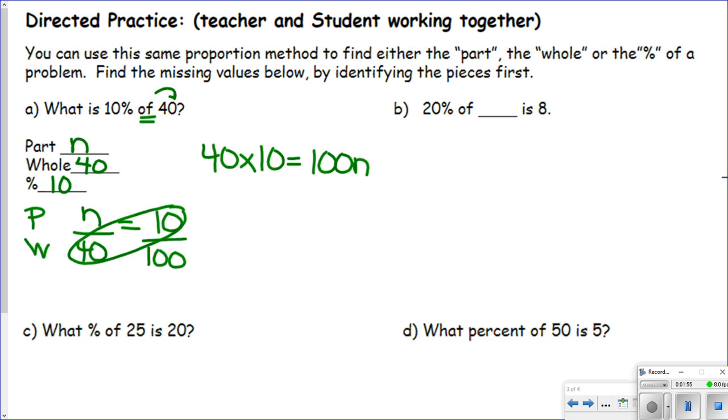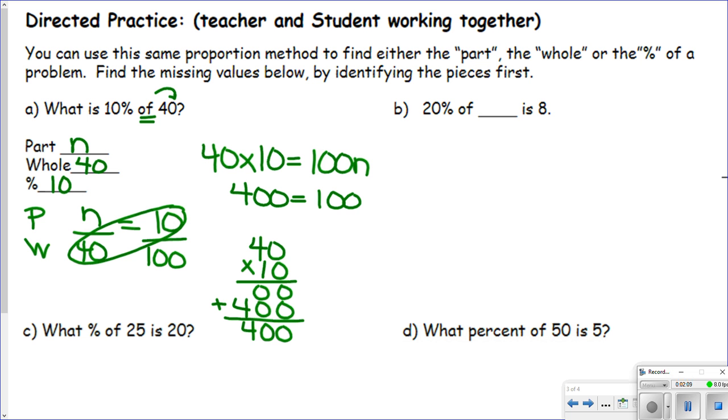40 times 10 is 400 equals 100n. Divide both sides by 100, and I'm left with n equals 4.